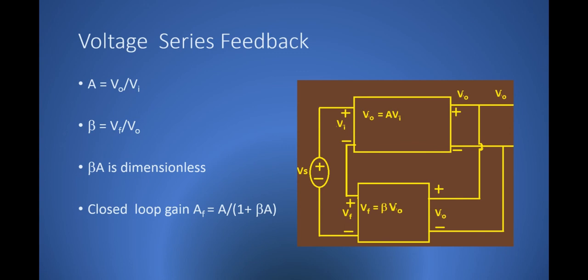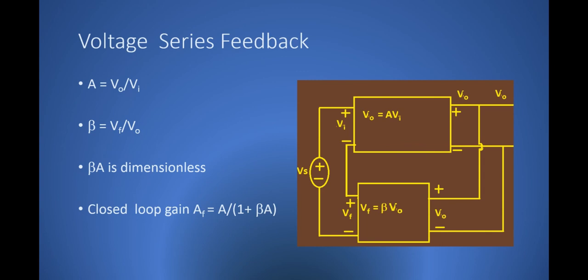So this is the voltage series feedback, and this is how the feedback path is connected to the input. So the feedback path is connected in such a manner that Vi is equal to the difference of Vs and Vf. That is, Vi should be equal to Vs minus Vf. So for this purpose we connect Vf with opposite polarity.